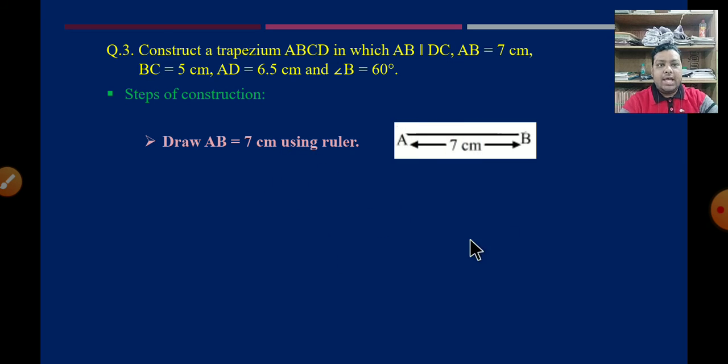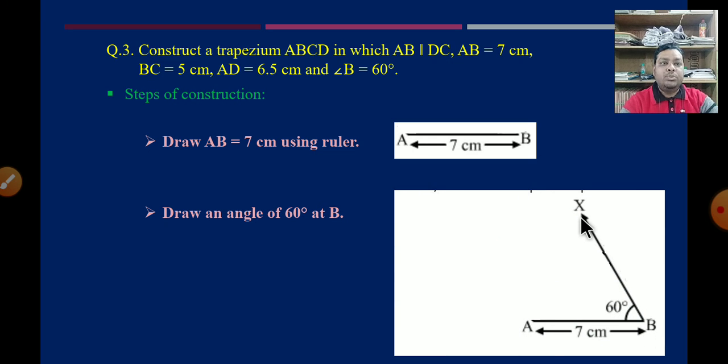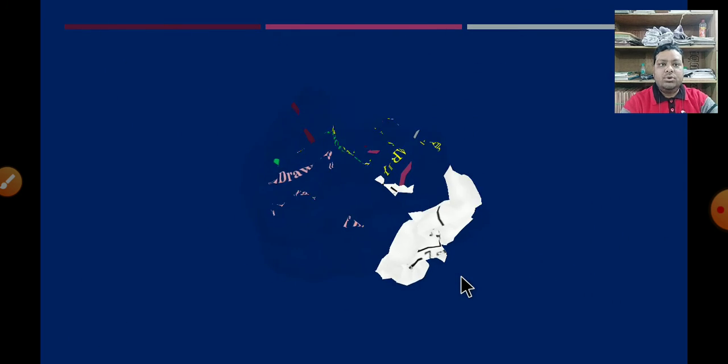Here I have drawn. Now we have to make an angle of 60 degree at B. You can see here, draw an angle of 60 degree at B. I have drawn, and we have extended it up to X. After that what will we do? AB done, angle B 60 degree done. Now BC and AD. So we can cut an arc of 5 centimeter, which is the measure of BC, from B, which will intersect this line BX at C. You can see in the next slide.